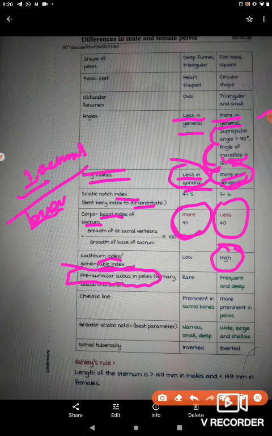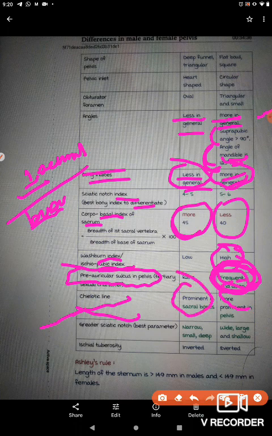Preauricular sulcus, it is a tertiary sexual character. It's frequent and deep in the female. So, gelotic line, it has a sacral part and a pelvic part. Pelvic part is more prominent in the female, while sacral part is more prominent in the male.